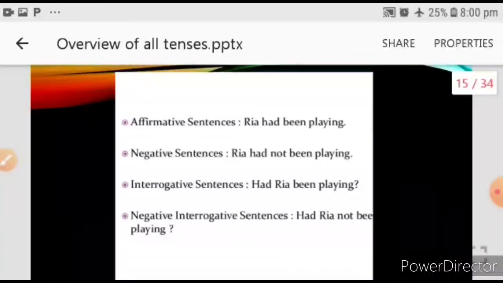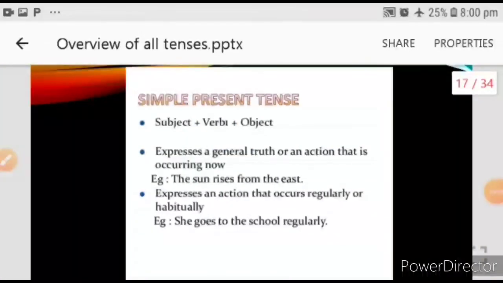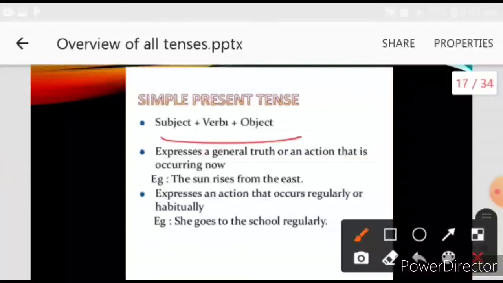Now here we go, we are going to move to present tense, and in the present tense, again simple present tense will have subject plus first form of the verb plus object. And what does it do? It expresses the general truth. For example, the sun rises in the east. This is a common truth.